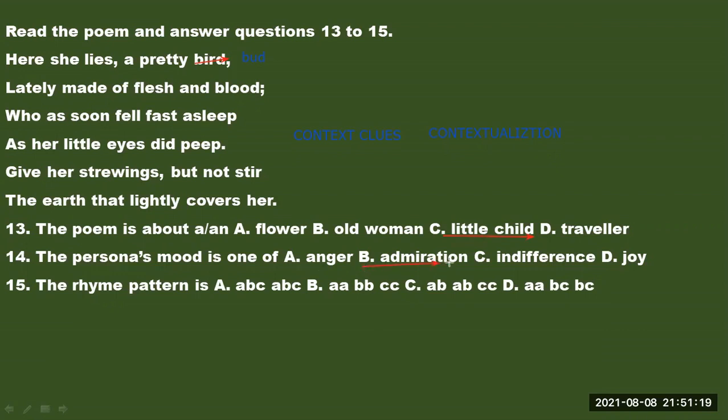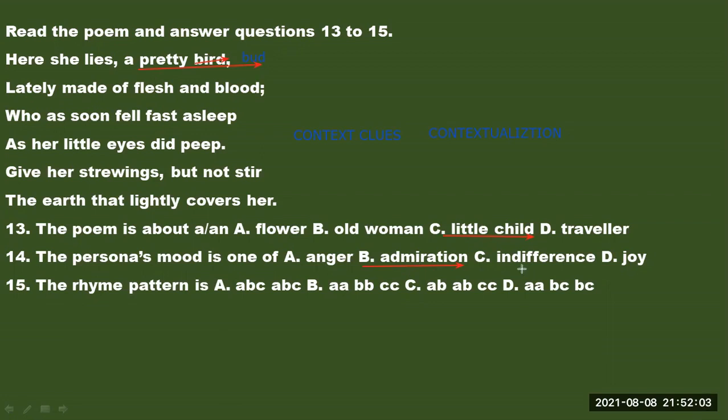B, admiration. Yes, I find a lot of words pointing to admiration. For example, here she lies, a pretty, this points to admiration. Lately made of flesh and blood, who as soon fell fast asleep as her little eyes did peep. Give her strings but not stir the earth that lightly covers her. So at least we find the description. If you describe someone as pretty, then you admire the person. So we can say that yes, the mood is admiration.